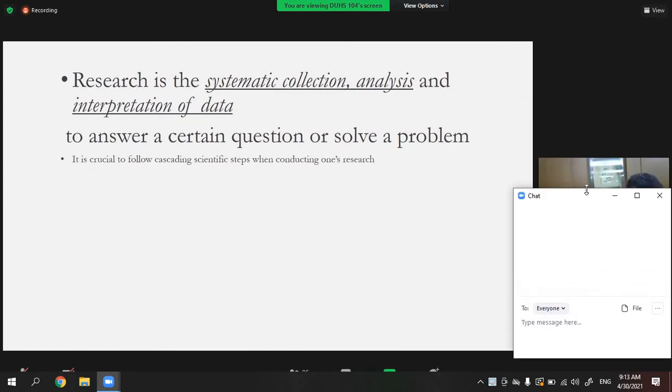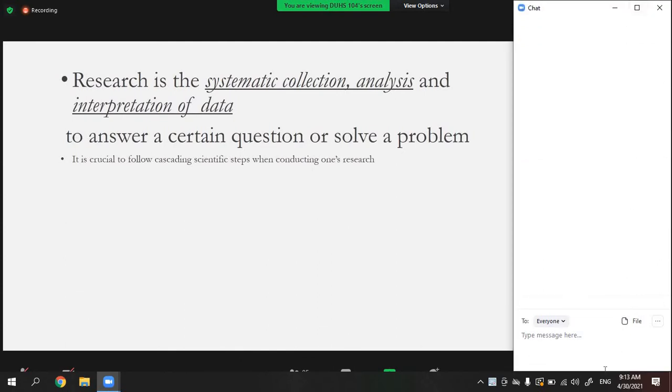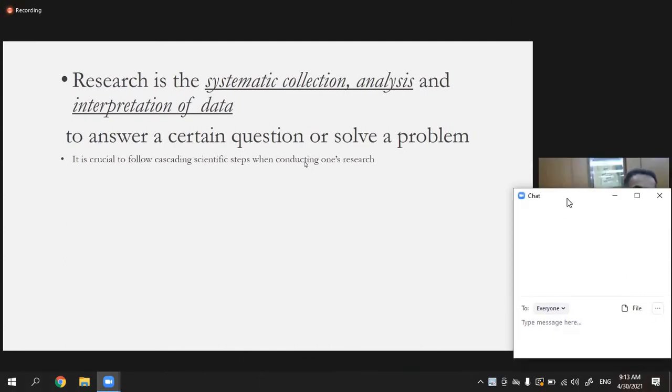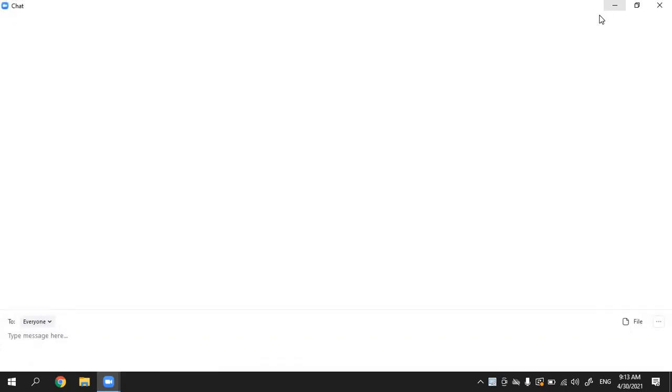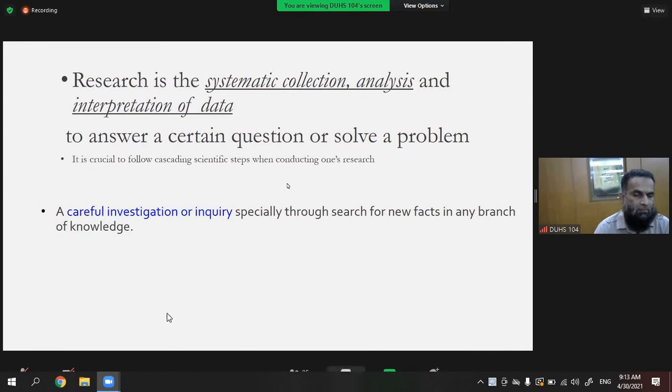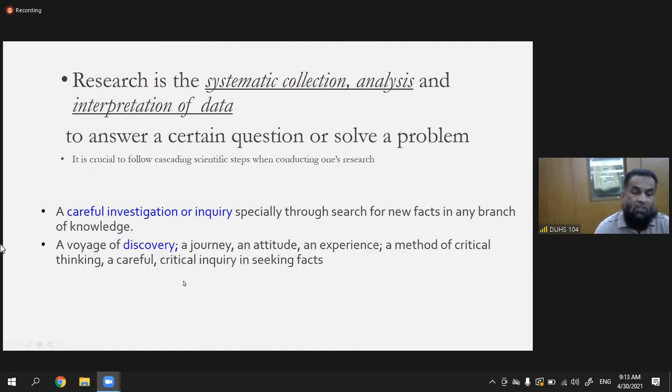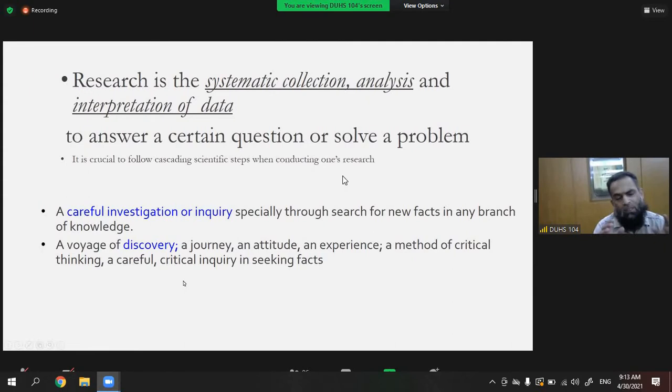There are some other definitions for research, and you may find those definitions interesting, such as a careful investigation or inquiry. But for what? For finding new facts. A voyage of discovery, seeking new facts. And an art of scientific investigation to find out new facts. So all in all, the one thing that's common in the definitions is finding new facts, finding the truth.